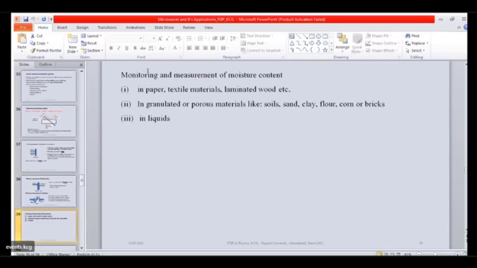Similarly, microwaves can be used to monitor and measure the moisture content in different materials. The dielectric constant of moisture or water is very high. So if some material absorbs water, then the dielectric constant of that material changes by a large amount. By measuring the dielectric property of the material, one can get information about the moisture content in that material. Using this principle, one can monitor and measure the moisture content in paper, textile materials, laminated wood sheets, and in granulated or porous materials like soil, sand, clay, flour, corn, or bricks. If some liquid absorbs the moisture, then that can also be monitored and measured.